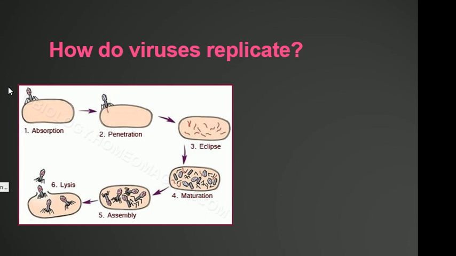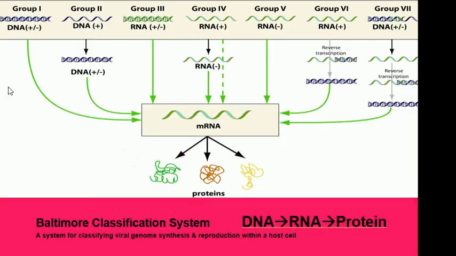So how do we classify viruses? We can classify them based on their types of replication. This is the Baltimore classification system. It was developed by David Baltimore. He won the Nobel Prize, and it classifies viruses depending on the type of genome and how they replicate. So there's group 1 through 7.